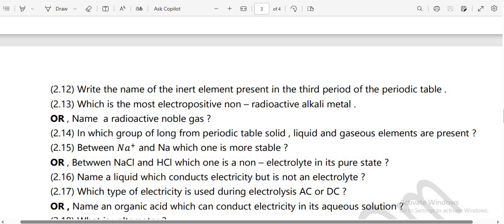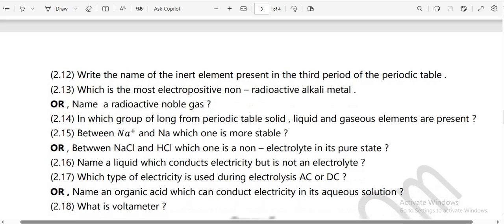2.17 Which type of electricity is used during electrolysis, AC or DC? Or name an organic acid which can conduct electricity in its aqueous solution.